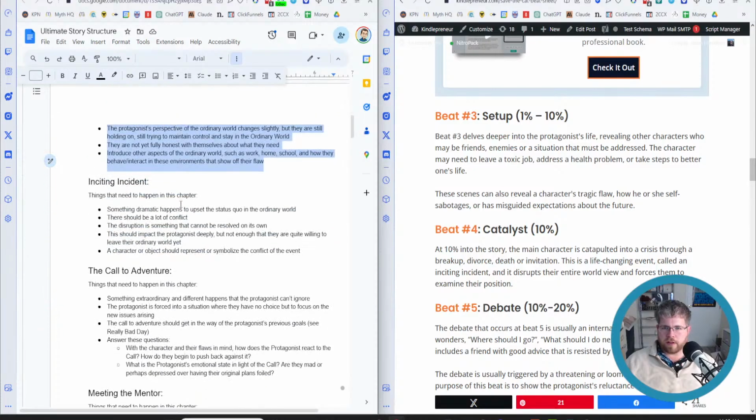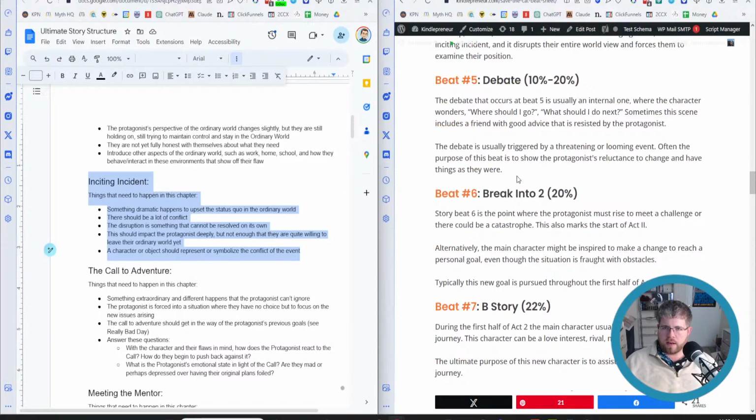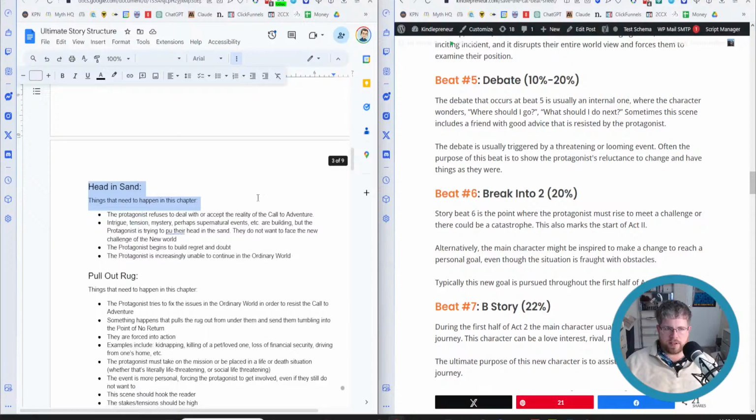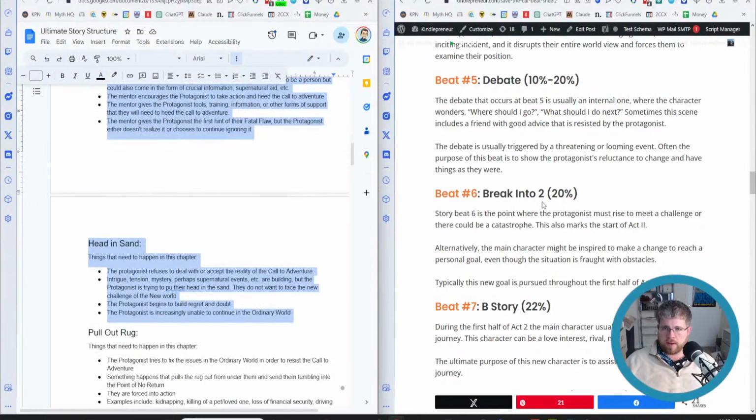Actually, just about perfectly. At the 10% of this story, the main character is catapulted into a crisis through a breakup, divorce, death, or invitation. This is a life-changing event called an inciting incident. Boom, right here. We got that. The debate. The debate occurs at beat 5. It's usually an internal one where the character wonders, where should I go? What should I do next? Sometimes this scene includes a friend with good advice that is resisted by the protagonist, which sounds exactly like everything we've put together here in the call to adventure and the head in the sand and meeting the mentor. So that's good. We got that.